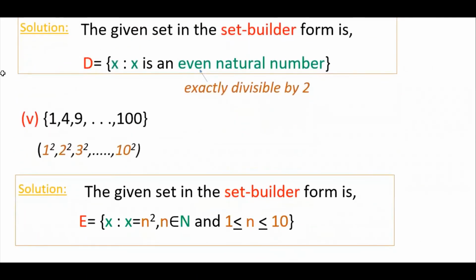And the fifth one is 1, 4, 9, etc. till 100. These numbers you can write 1 square, 2 square, 3 square, up to 10 square. If you see, the base is changing but the power is the same, that is 2, and the base is changing from 1 to 10. So you can write x such that x = n square, because n is in the base, n belongs to capital N, and 1 ≤ n ≤ 10. Like this you have to write in the set builder form.